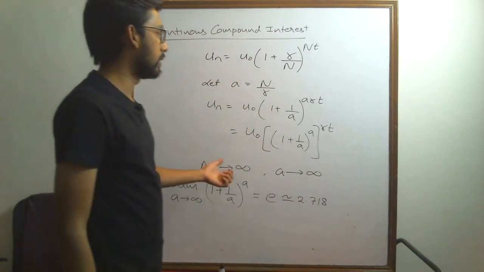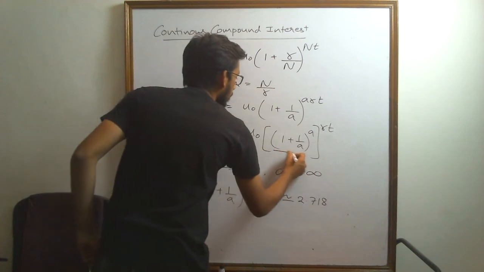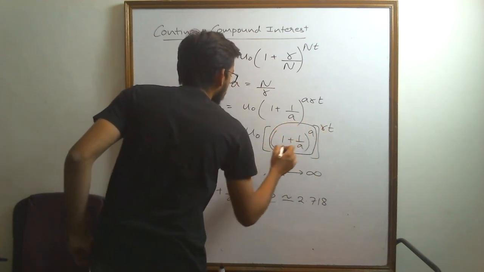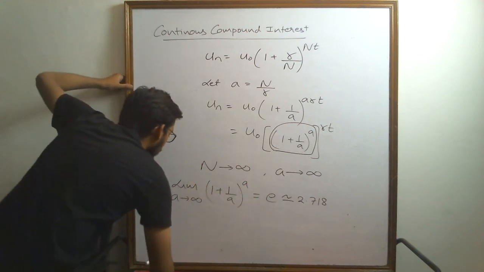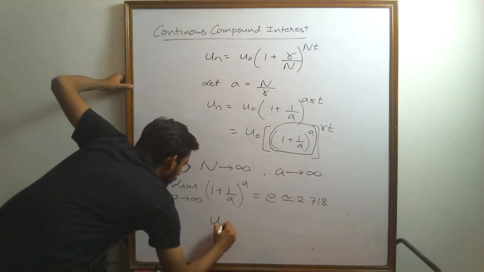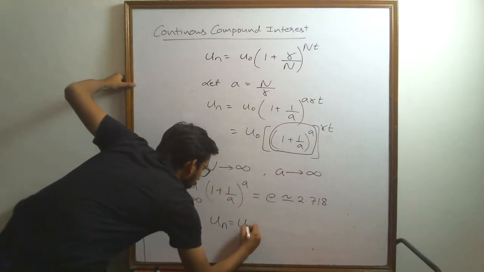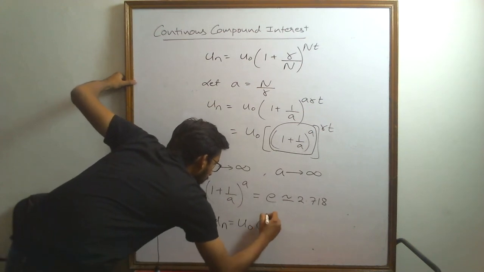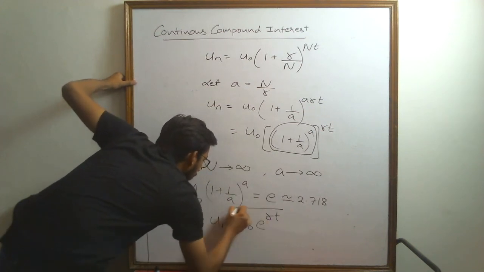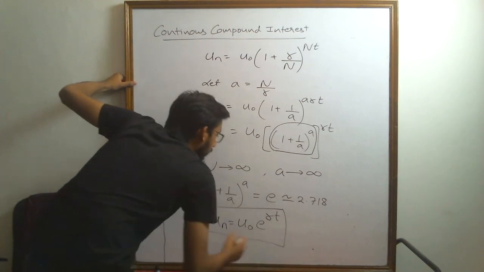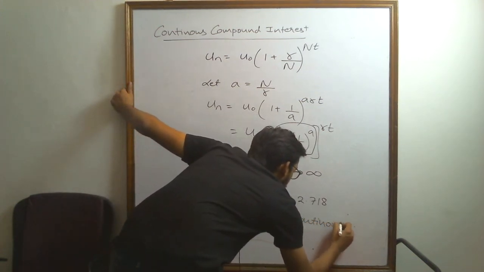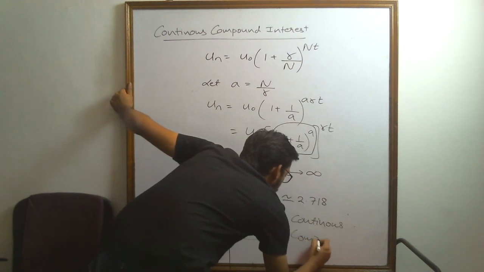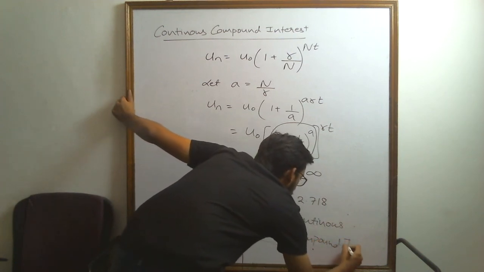And because of this, we see that we have 1 plus 1 upon a whole to the power a here. So this will be replaced by e, and we get Un is equal to U naught into e to the power Rt as the formula for continuous compound interest.